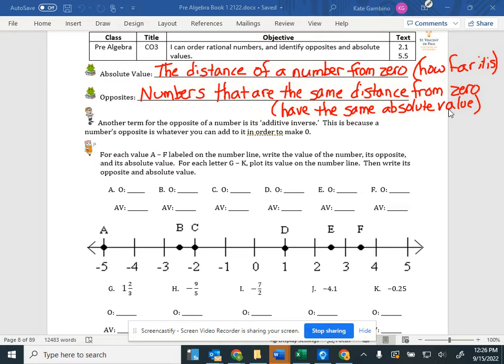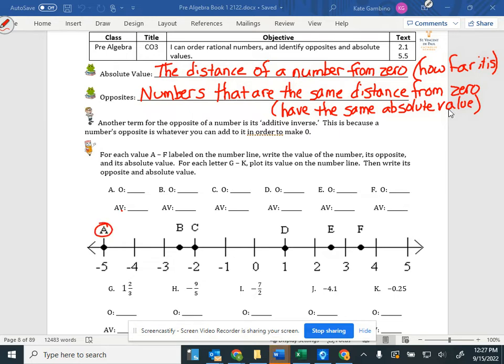For each value, A to F, labeled on the number line, you're going to write the value of the number, its opposite, and its absolute value. For each letter G to K, plot its value on the number line, then write its opposite and absolute value. So let's look at A. So here's our A. We need to know its opposite and absolute value. So I'm going to find A on my number line right here.